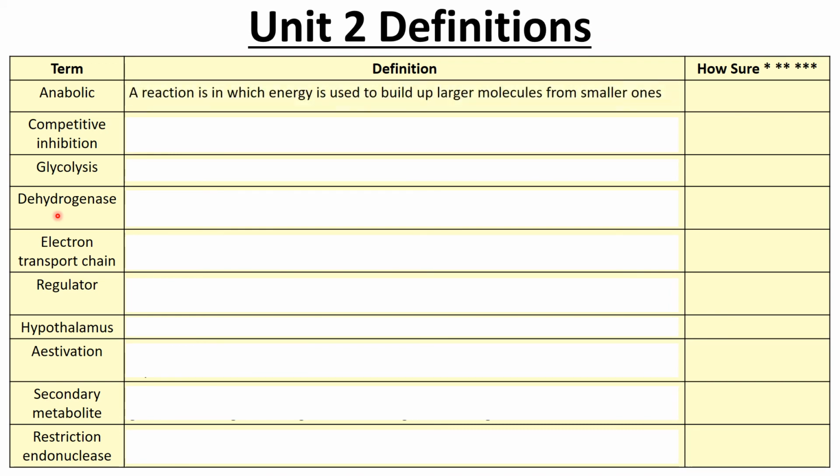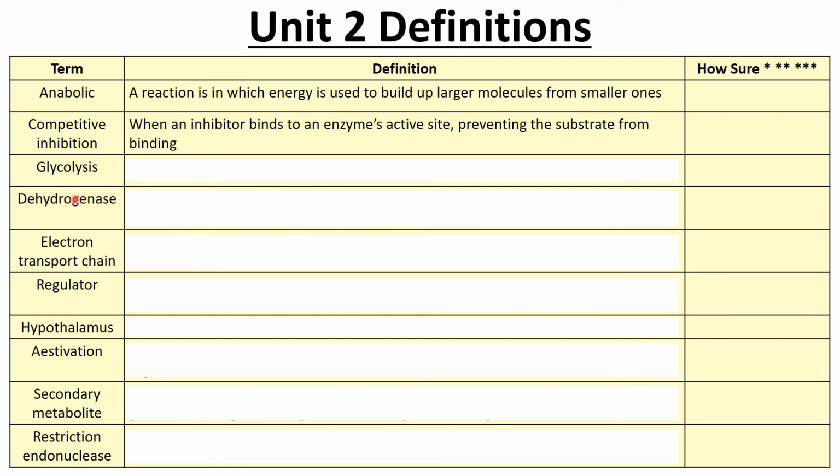So anabolic, this is from right at the start of the unit, so it's a reaction in which energy is used to build up larger molecules from smaller ones. Competitive inhibition, so that is when an inhibitor binds to an enzyme's active site, so make sure that's the key bit, and prevents the substrate from binding. You might have also said that competitive inhibitors reduce the rate of reaction.